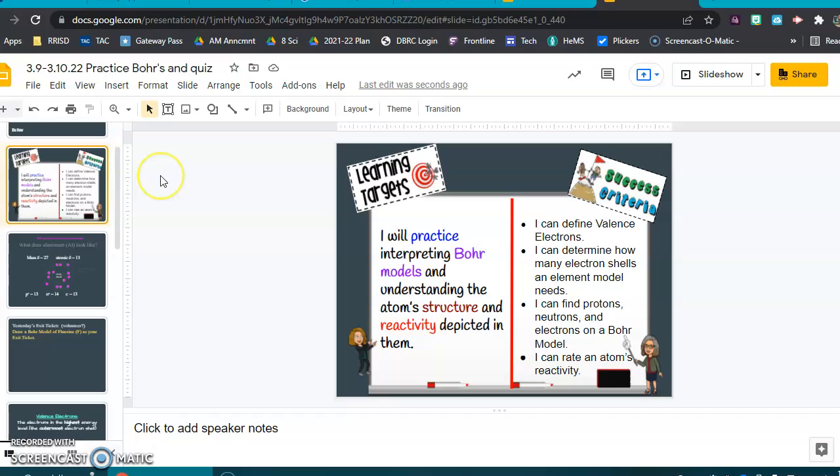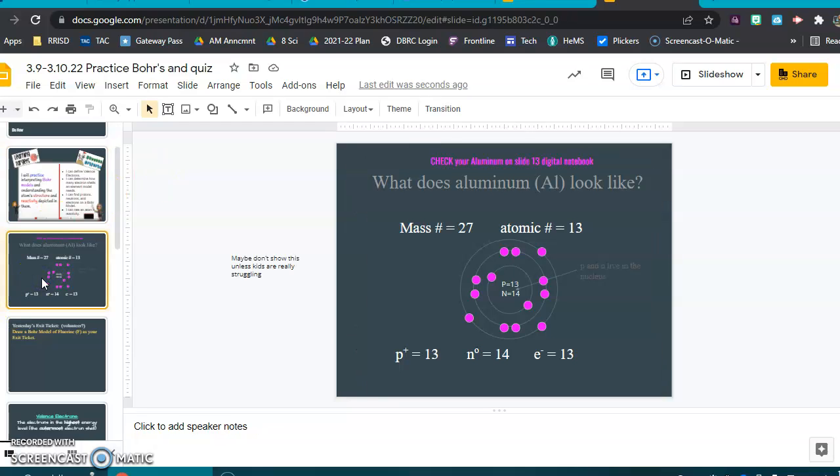So let's go over this. We're going to practice learning to interpret Bohr models and understanding the atom structure and reactivity in them. I can define valence electrons. I can determine how many shells they need. We just did that. I can find protons and neutrons on the Bohr model, and I can read an atom's reactivity.